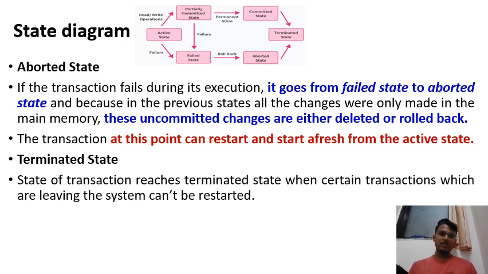Aborted state: if the transaction fails during its execution, it goes from the failed state to the aborted state. Because in the previous state all the changes were only made in the main memory, these uncommitted changes are either deleted or rolled back. The transaction at this point can restart and start afresh from the active state. Terminated state: the final stage of the transaction, after which certain transactions leaving the system can be restarted.